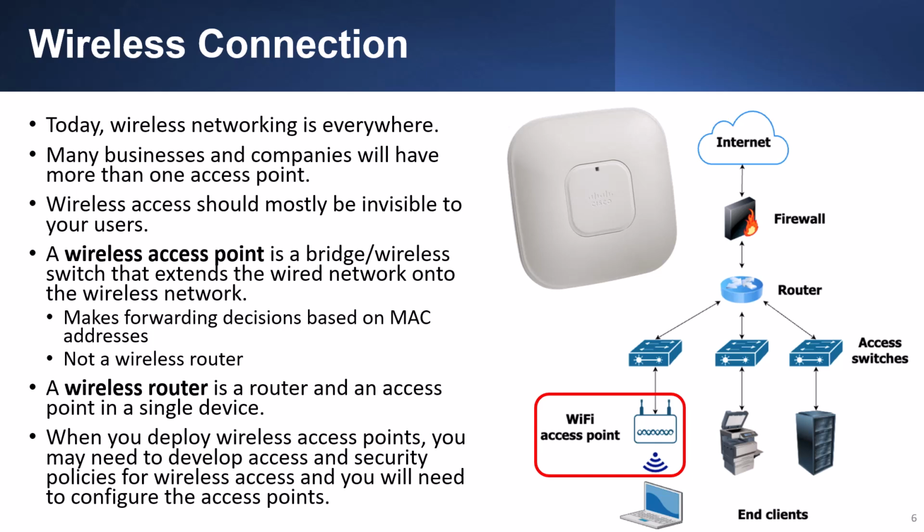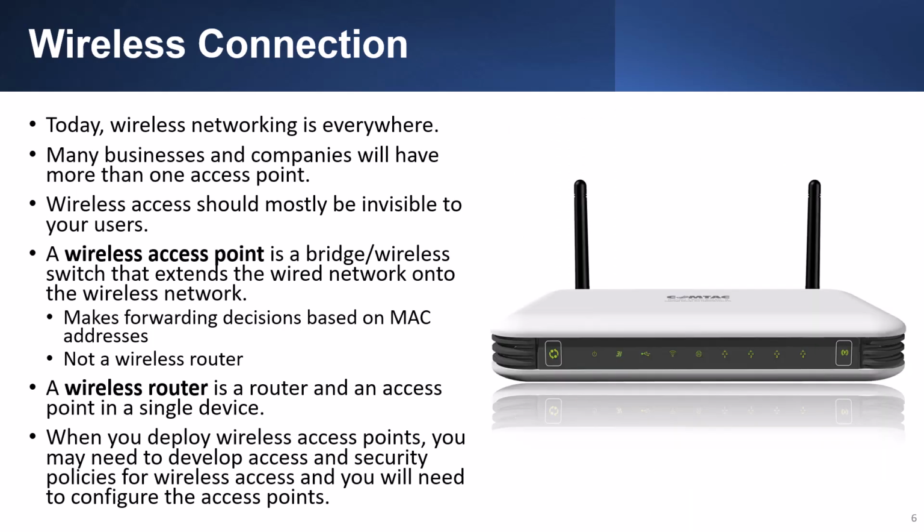Today, wireless networking is everywhere. Many businesses and companies will have more than one access point. Wireless access should mostly be invisible to your users. A wireless access point is a bridge or wireless switch that extends the wired network onto the wireless network. It makes forwarding decisions based on MAC addresses. However, a wireless access point is not a wireless router. A wireless router is a router and an access point in a single device. When you deploy wireless access points, you may need to develop access and security policies for wireless access, and you'll need to configure the access points.